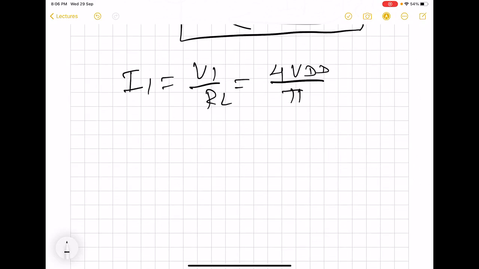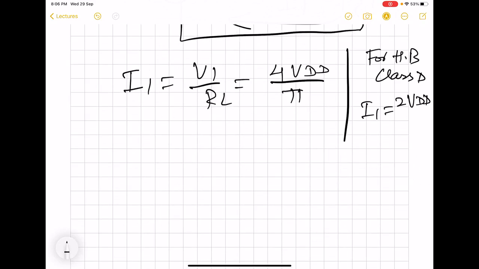So we can now see that my load experiences more voltage for the half bridge class D case. If you recall, I1 is 2 VDD by pi. So it is now experiencing twice the voltage that it experienced in the previous case.